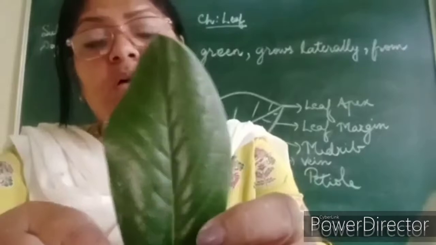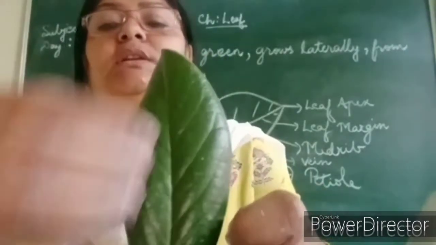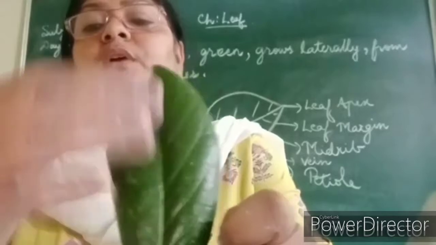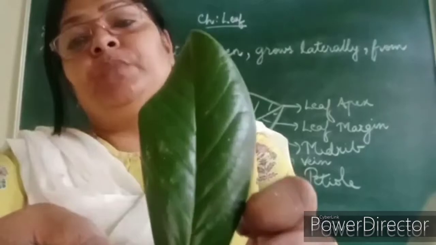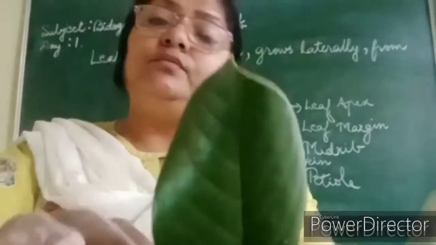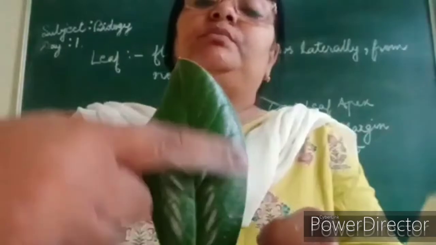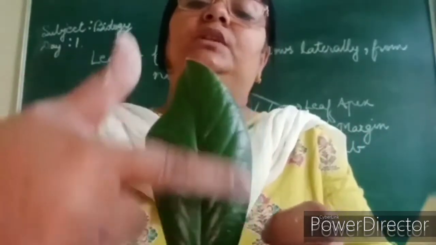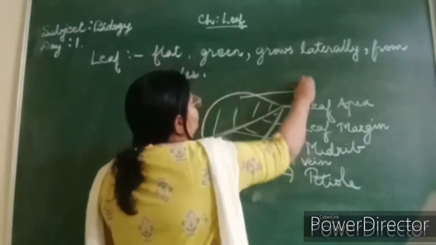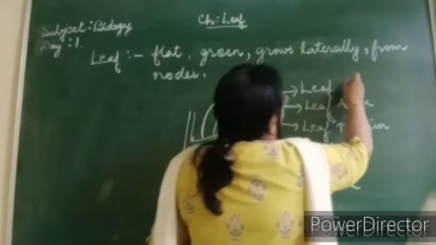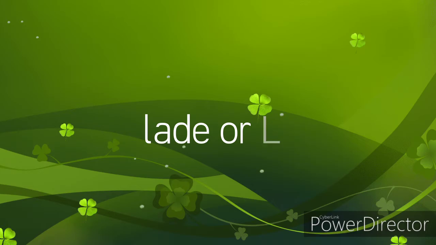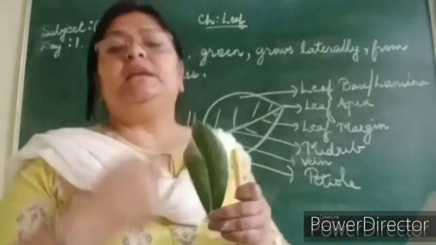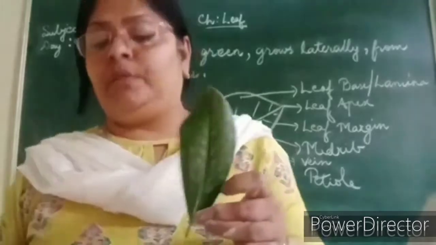And what is its major work? Its major work is to conduct water and minerals to each and every part of the leaf, and whatever food is being prepared is collected and supplied. So they conduct water and food both. Now talking about this broad green flat part of the leaf, it is called the leaf blade or lamina. This is the lamina.